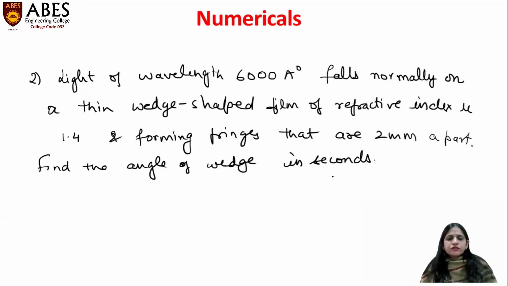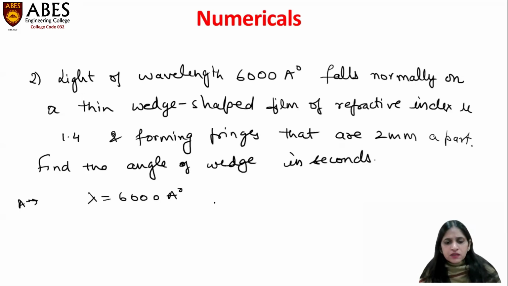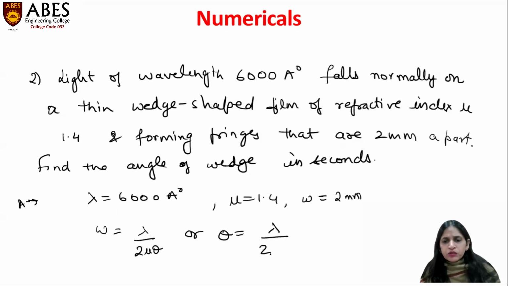Okay, so again, as usual, first we will be writing what is given in the question of the numerical, and then we will be solving. So what is given is: lambda is 6000 angstrom, mu is 1.4 and omega is 2 mm. So what is the formula for the fringe width? Omega is equal to lambda upon 2 mu theta, or theta is equal to lambda upon 2 mu omega.